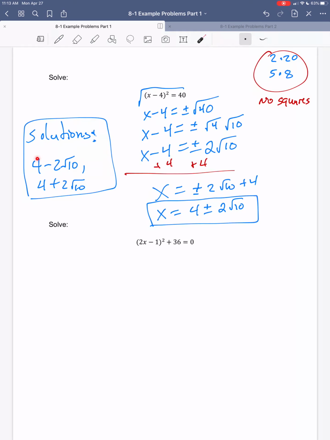But you cannot say here 4 minus 2 is 2 or 4 plus 2 is 6. Don't do that. The square root of 10 is multiplied. Multiplication takes priority over addition or subtraction.